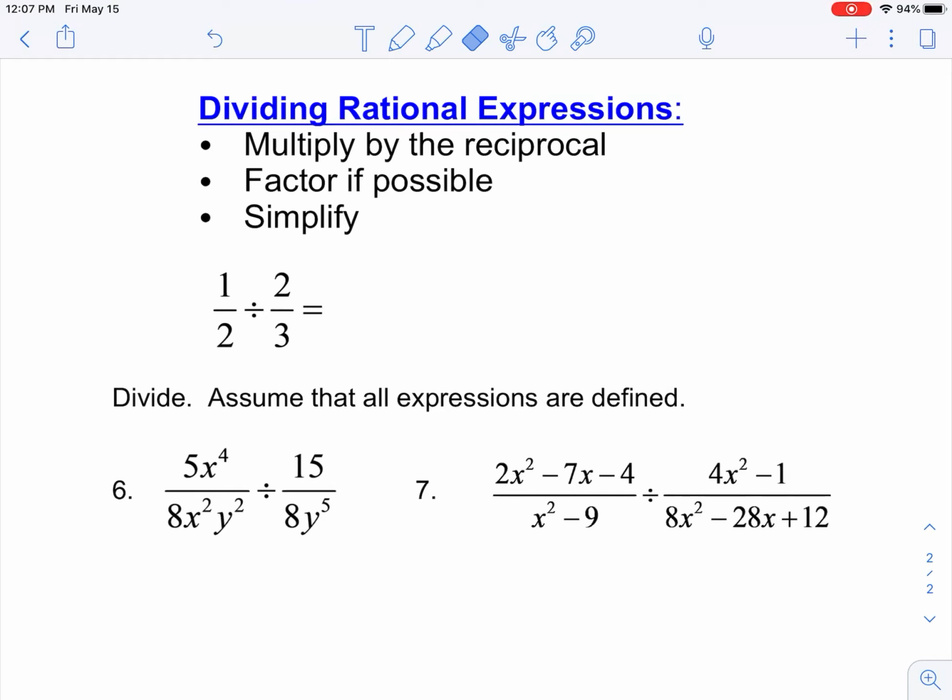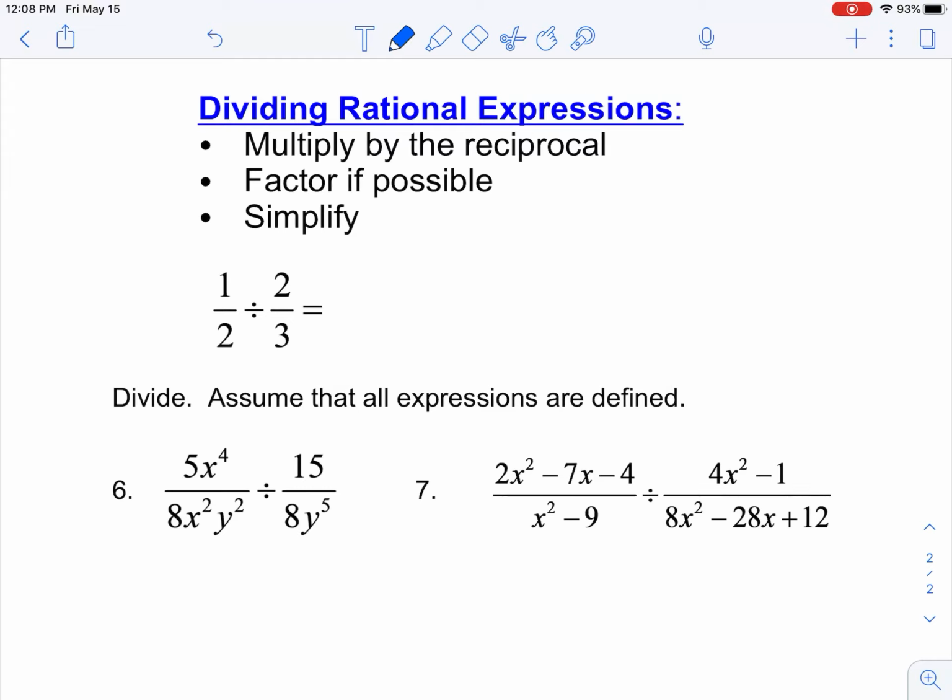Next up for lesson 8.2 day 2, we're going to talk about dividing rational expressions. So first we're going to multiply by the reciprocal, then we will factor if possible and simplify. So really this is a lot similar to just multiplying rational expressions. We're just adding that one step where we need to multiply by the reciprocal.